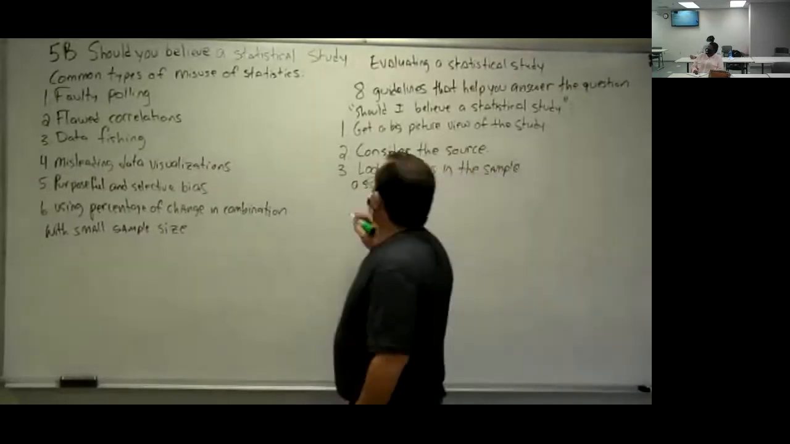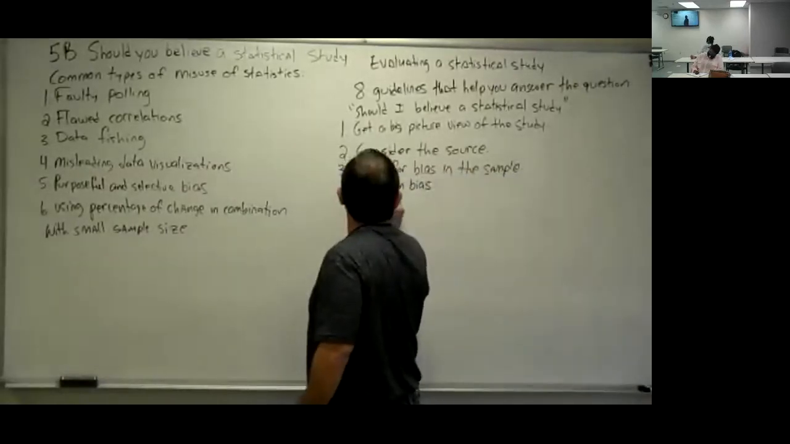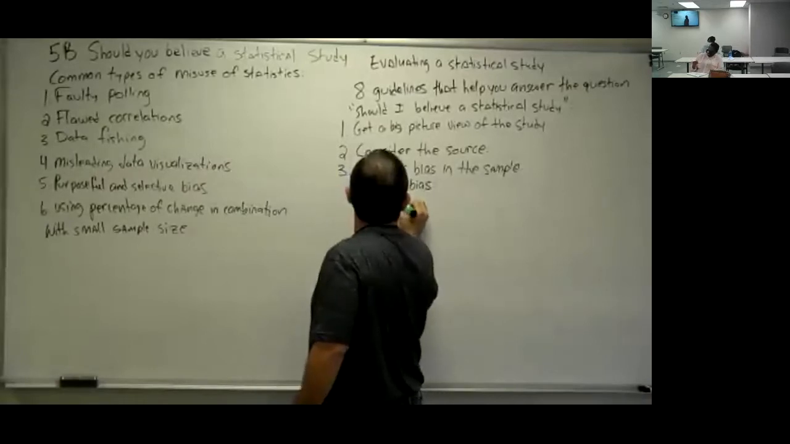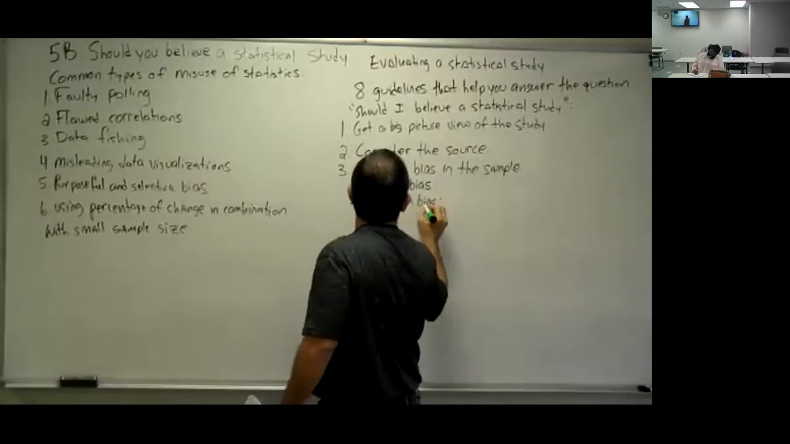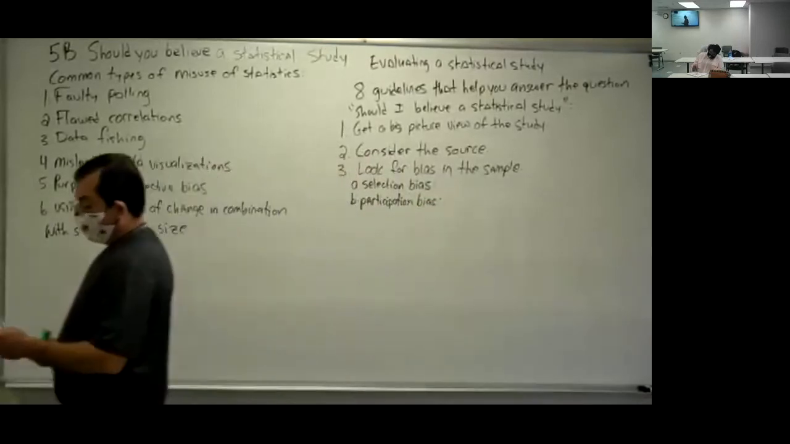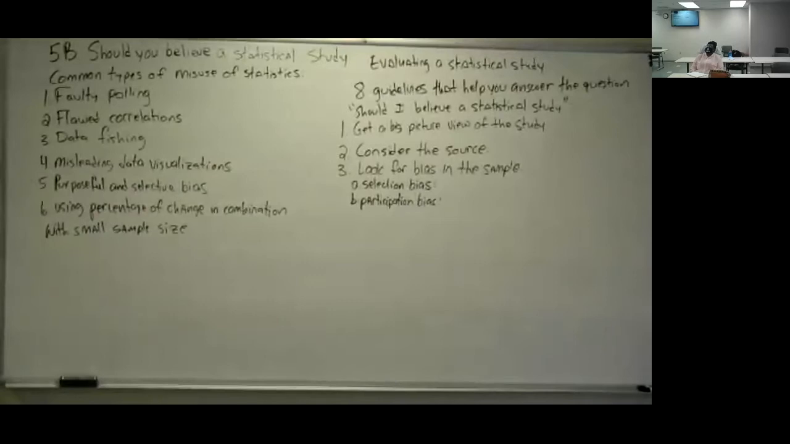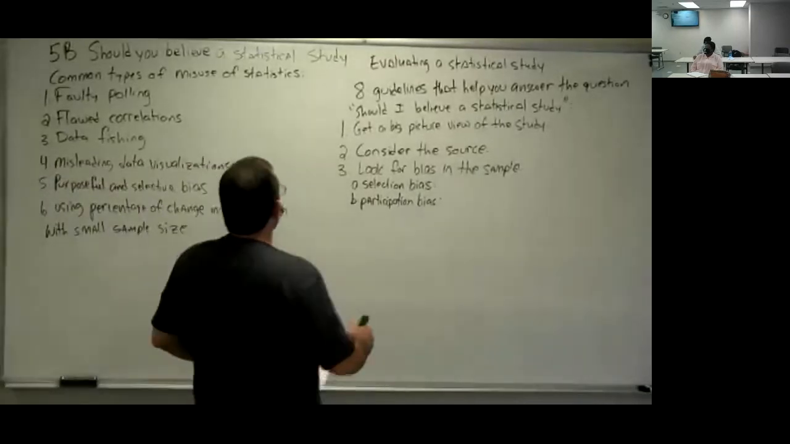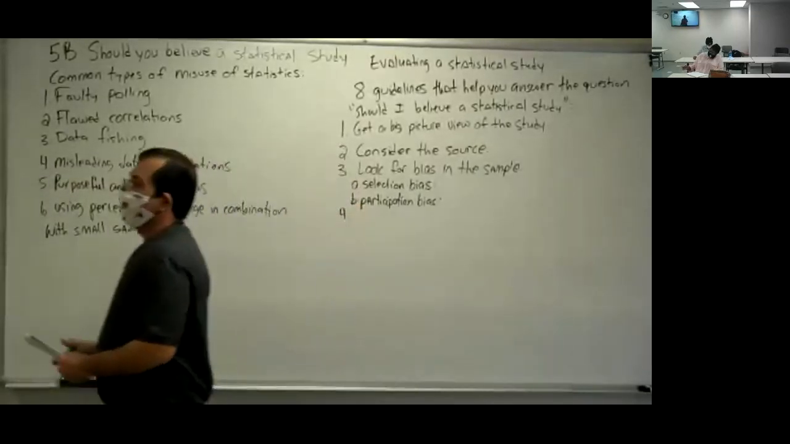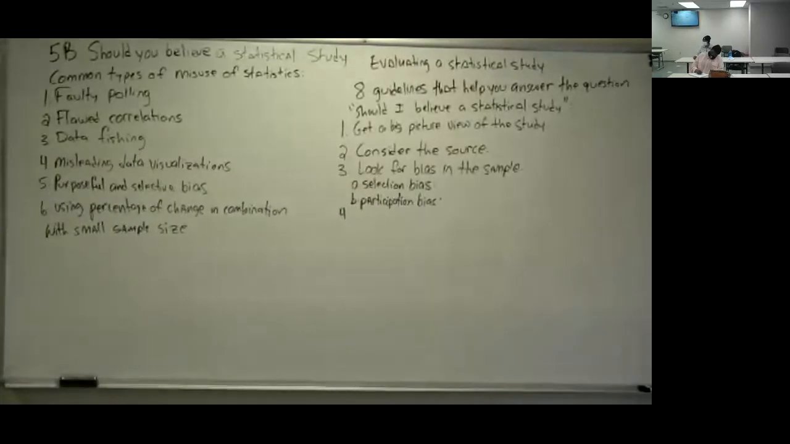Also, we have participation bias. That occurs primarily with surveys and polls, and it arises whenever people choose to participate. Since the participants are the ones actually determining your results, the bias would be determined by the participant versus the person selecting.